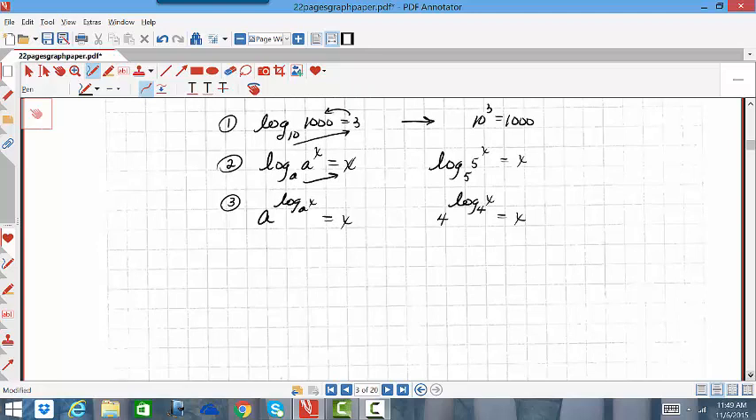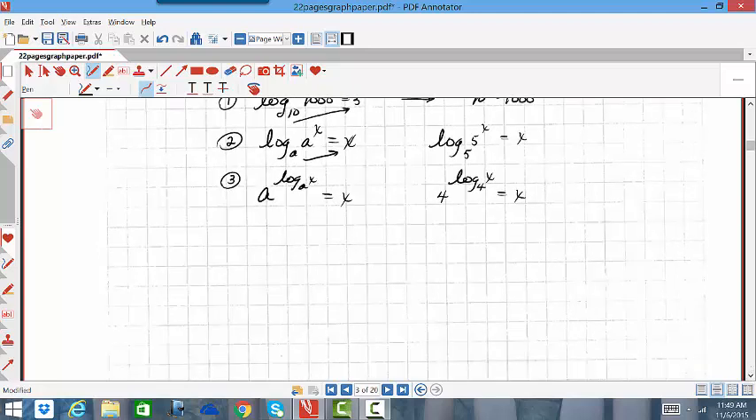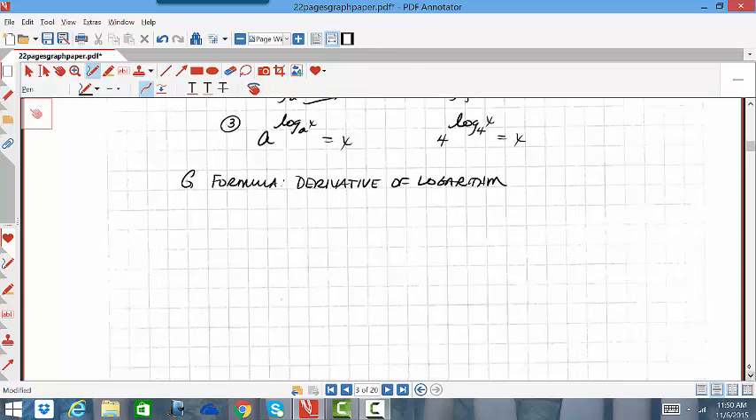Now that we have a little bit of a review of the patterns in logarithms, let's look for the formula in which we're taking the derivative of the logarithm. Okay, we did all the derivatives of the exponentials. Now we're going to take the derivative of the logarithm. All right, so here's the formula.